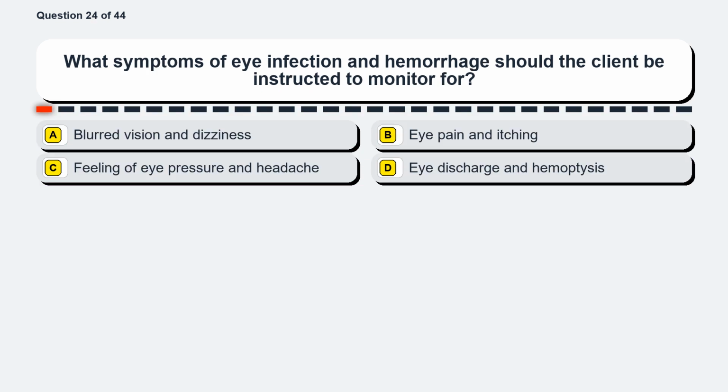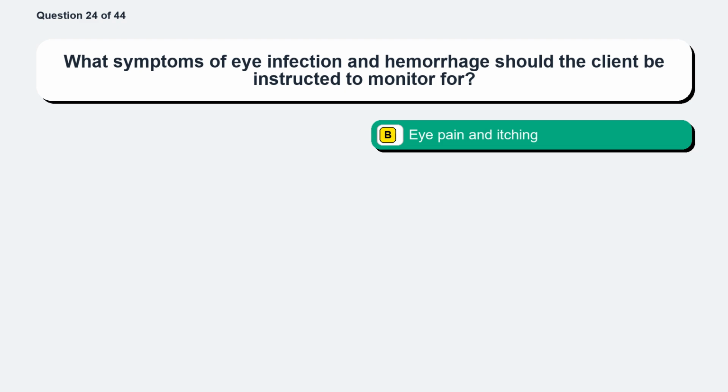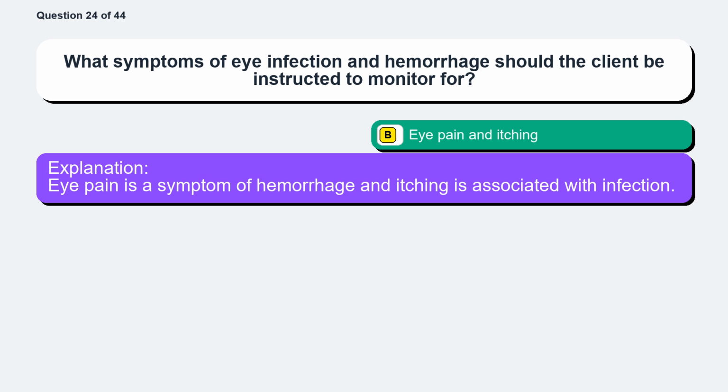Question 24. What symptoms of eye infection and hemorrhage should the client be instructed to monitor for? Option A, blurred vision and dizziness. Option B, eye pain and itching. Option C, feeling of eye pressure and headache. Option D, eye discharge and hemoptysis. The correct answer is option B, eye pain and itching. Eye pain is a symptom of hemorrhage and itching is associated with infection.